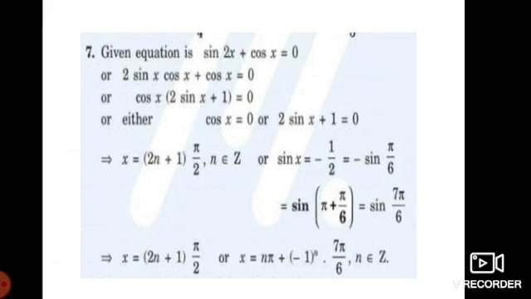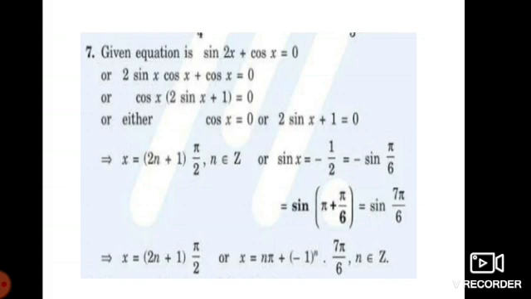Now next one, sin 2x plus cos x equal to 0. What is sin 2a? It is 2 sin a cos a. Apply the formula. Take the common term outside. Either one term will be 0 or the other term is 0. So you will get cos x into (2 sin x plus 1) is equal to 0. It is nothing but cos x equal to 0 or 2 sin x plus 1 is equal to 0.